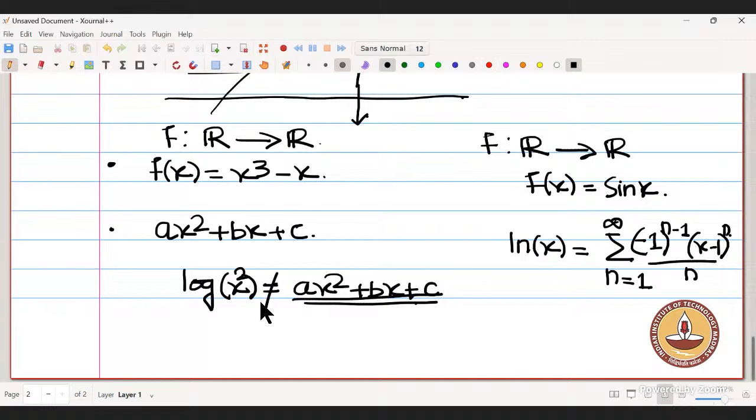Sir, what is this expansion? This is called the Taylor series expansion. We haven't studied this. Okay, so I don't want to go there. But keep in mind that log x square is not quadratic. The one and only reason is you can't write log x square in this form.